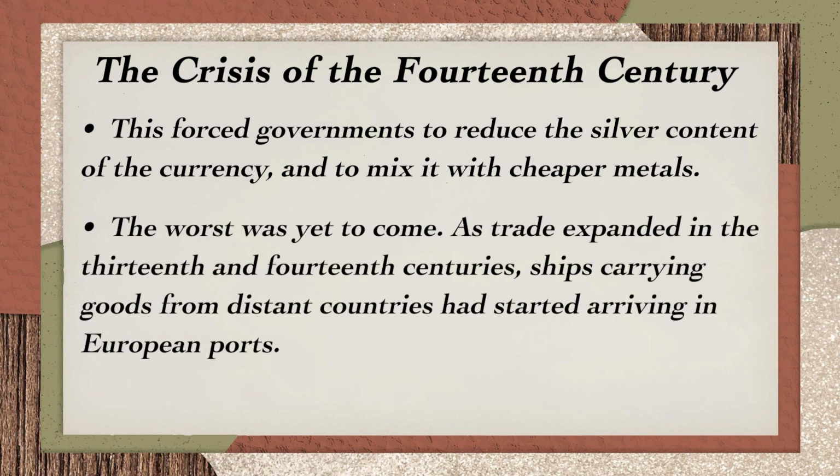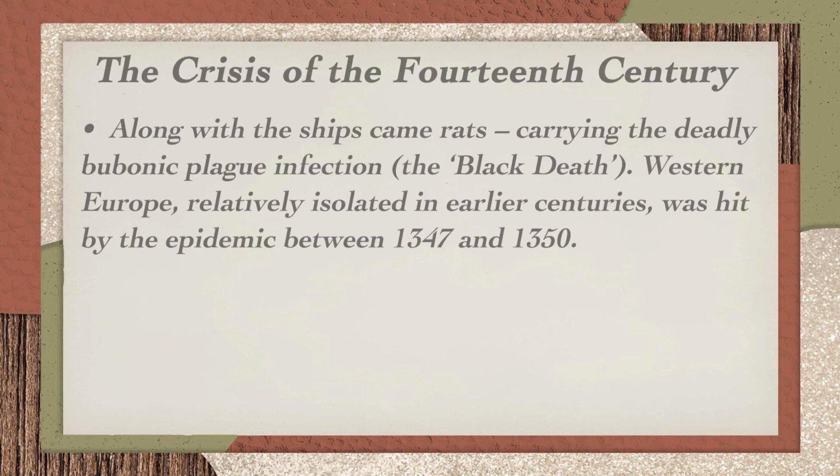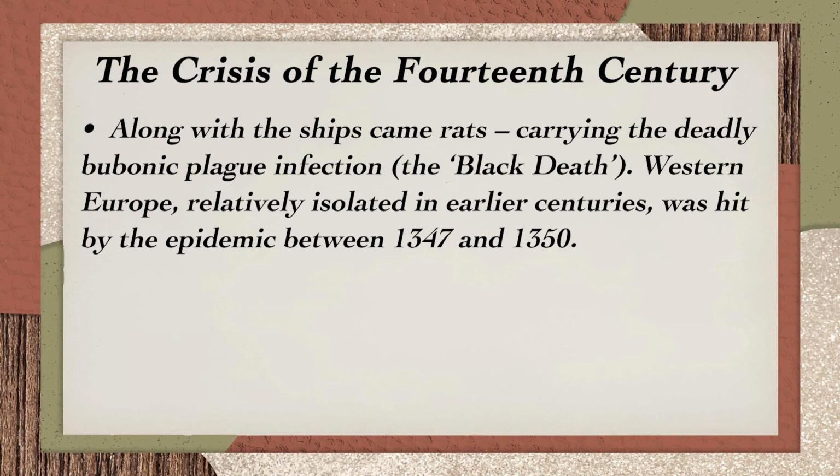The worst was yet to come. As trade expanded in the 13th and 14th centuries, ships carrying goods from distant countries had started arriving in European ports. Along with the ships came rats carrying the deadly bubonic plague infection, the Black Death. Western Europe, relatively isolated in earlier centuries, was hit by the epidemic between 1347 and 1350.